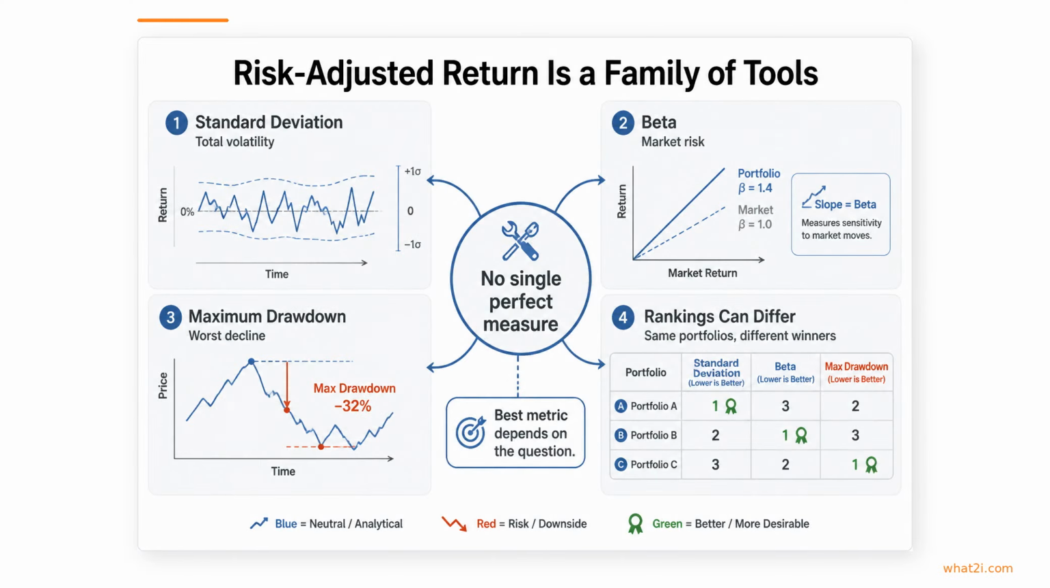There isn't one perfect measure of risk-adjusted return. Some tools focus on total volatility, some on market sensitivity, and others on the size of the worst decline. Because each one captures a different kind of risk, the best metric depends on the question you're trying to answer.